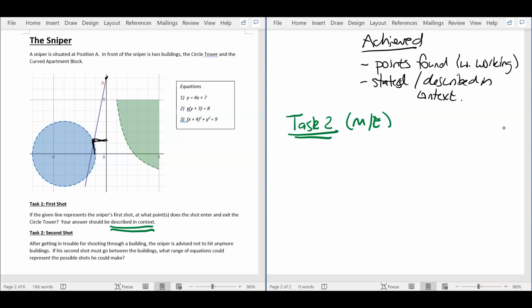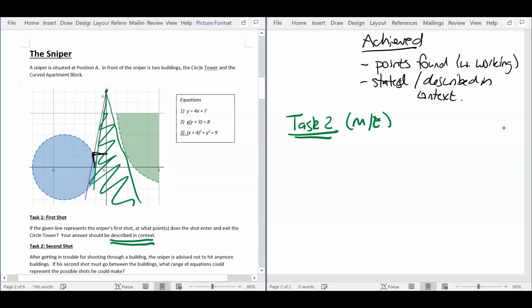So we've got the same context, but task 2, second shot. After getting in trouble for shooting through a building, the sniper is advised not to hit any more buildings. If his second shot must go between the buildings, what range of equations could represent the possible shots that he could make? So it sounds like we have a shot and it has to go between here somewhere, and it could go anywhere in between there. So we need to find out those equations.